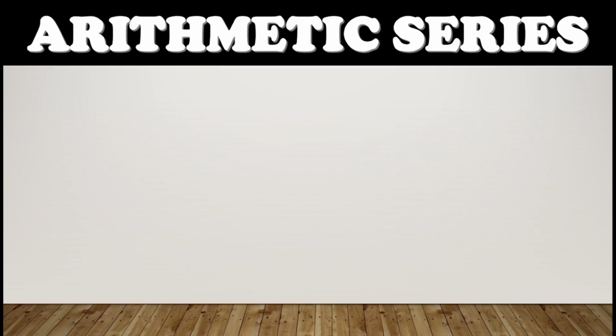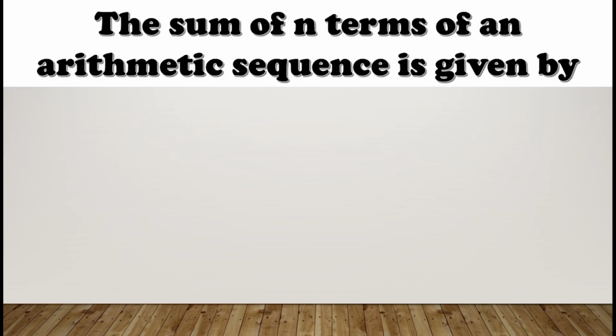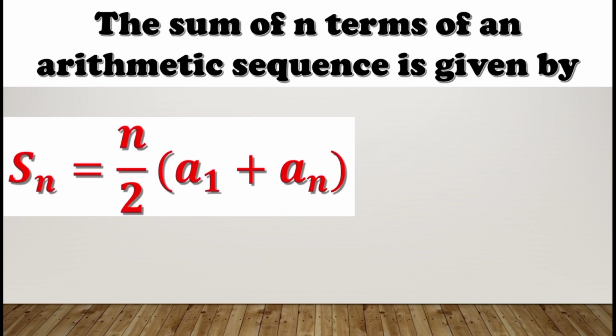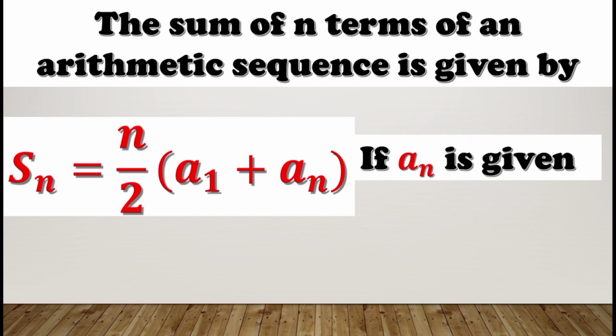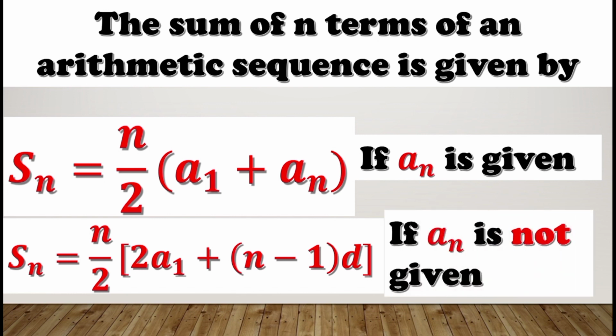Let us also discuss arithmetic series. Arithmetic series is the sum of the terms of an arithmetic sequence. The sum of the n terms of an arithmetic sequence is given by S sub n is equal to n over 2 times quantity a sub 1 plus a sub n, with the condition if a sub n is given. Another formula is S sub n is equal to n over 2 times quantity 2a sub 1 plus quantity n minus 1 times d. So we can utilize this formula if a sub n is not given.